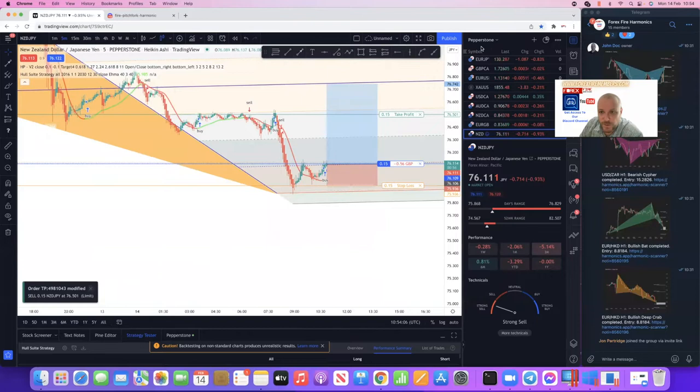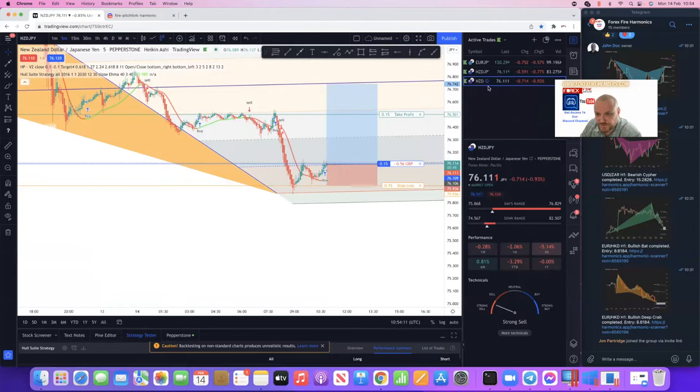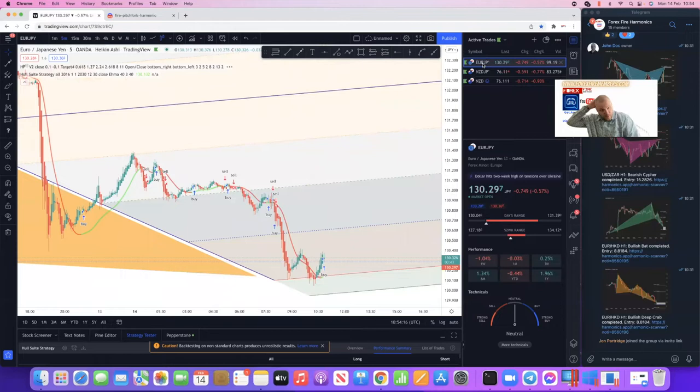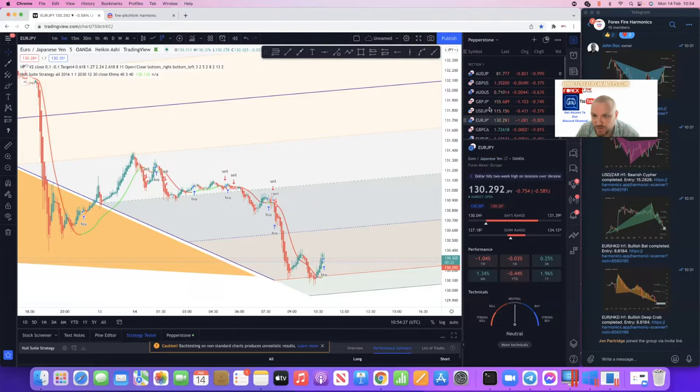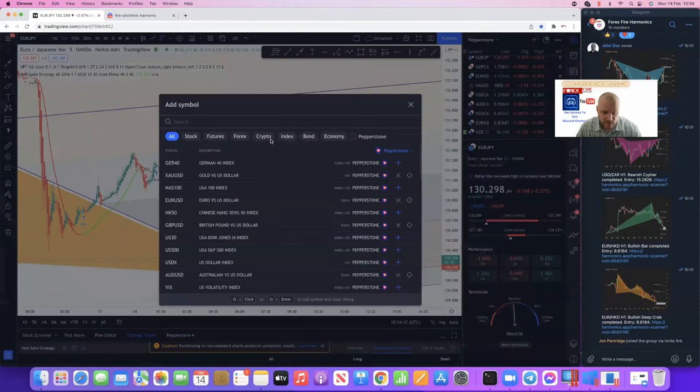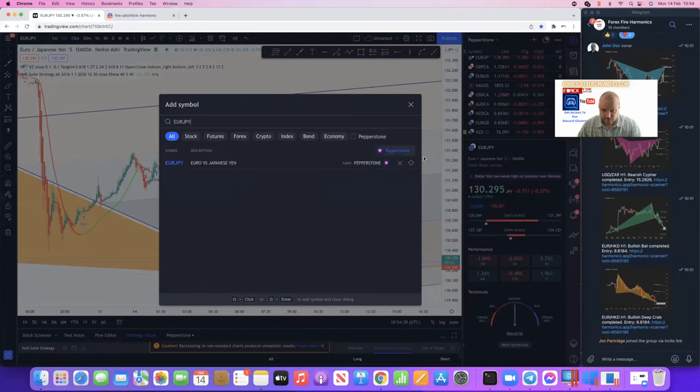We might as well obviously put this on green, but we might as well. That's on the NZDJPY, Euro JPY. We might as well set this one up on Pepperstone because obviously we've got this on a different broker on that. So go back to Pepperstone. We've got the Euro JPY on here. We can set that up. That's no problem. Euro JPY. Pepperstone.